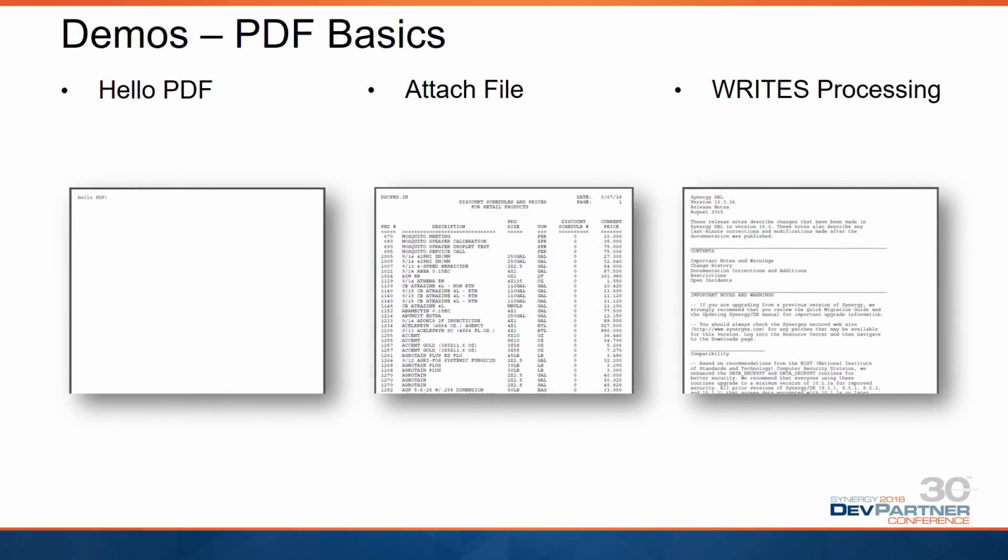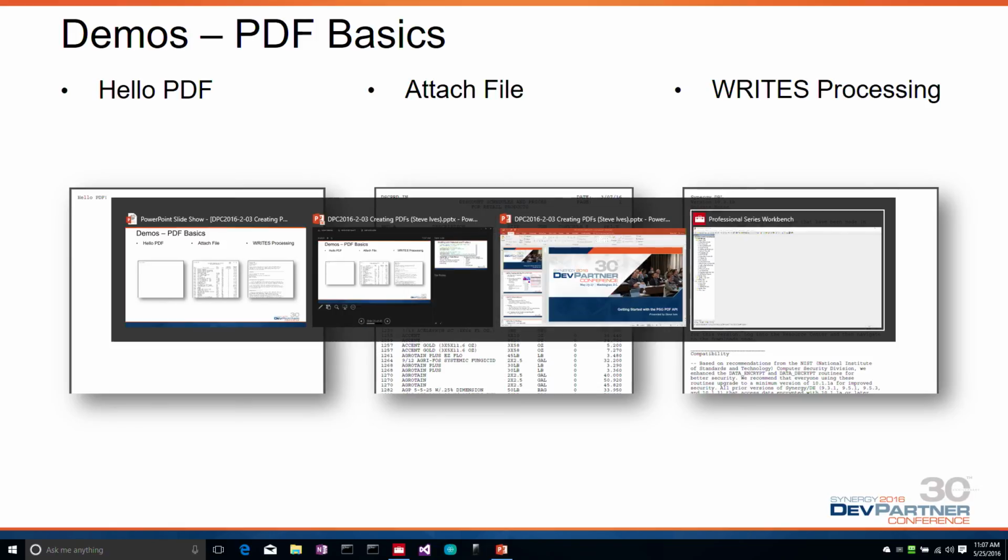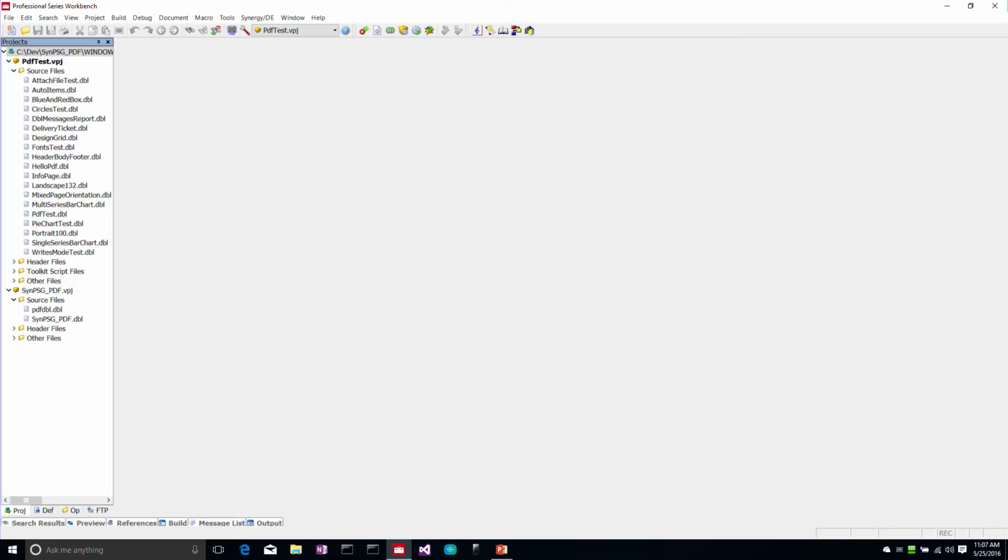So let's look at some very basic demos. All I'm going to do for demos is demonstrate with the sample programs that come with the API. When you unzip the API, you get a whole directory structure. There's a Windows directory with Workbench projects, there's a Unix directory, and a VMS directory with build command procedures and so on. There's also a .NET directory with a Visual Studio solution. This all works in Synergy.NET as well.